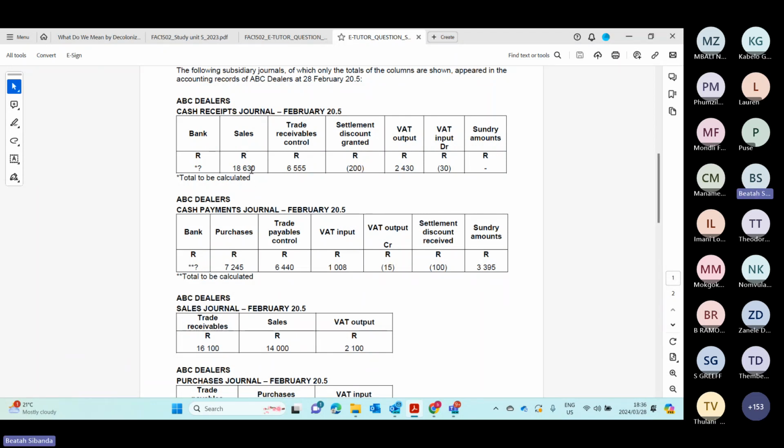So we received 18,600. So we are going to take that and then add the 6,555 that we received from debtors. And then we are going to subtract this 200 rands because we are not going to receive it. It's the discount that we gave. And then we are going to add the output VAT. Remember, even though this is going to SARS, it's part of what we received as cash. So we are going to include it as our receipts. But the other leg would then be the VAT output. And then we are going to deduct this 30 rands that is adjusting for that discount.